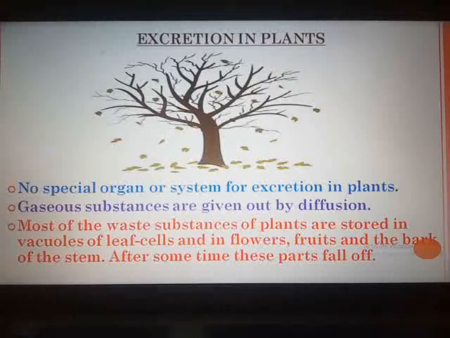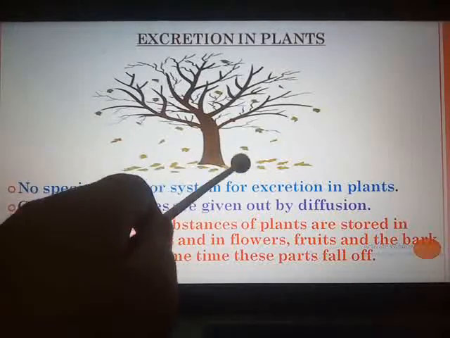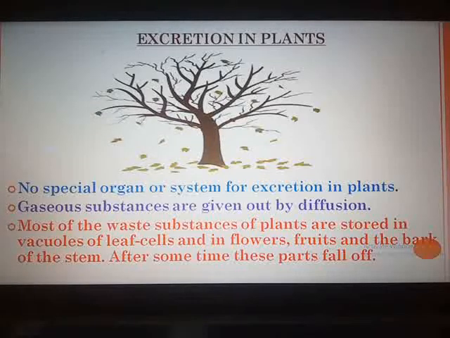You have heard these words. Some waste materials are given out through the roots into the surrounding soil. So you can see there are different ways. There is not a single way which is applicable for all the plants. Gaseous products are given out by diffusion. Some of the waste products are stored in the old xylem. Some of them are stored in the vacuoles of leaf cells, flowers, fruits, which fall off eventually. So in this way the plants excrete the waste.